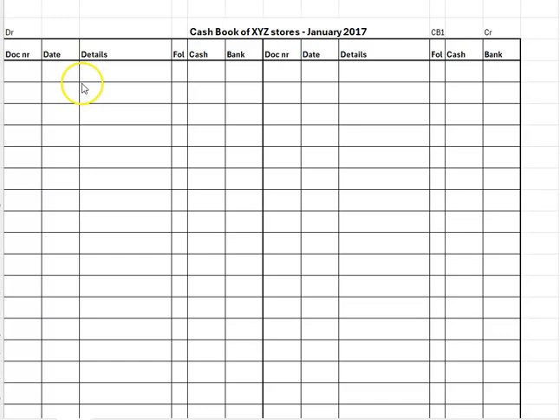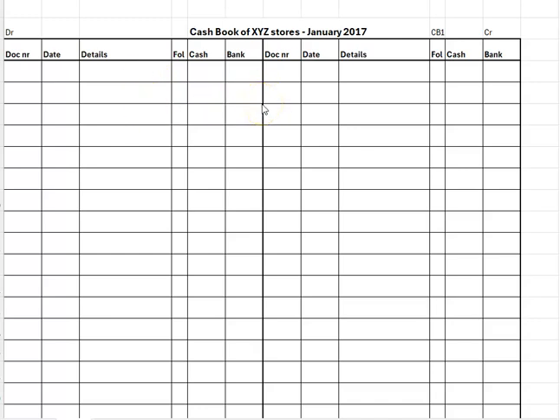Right in front of us we have a double column cash book, which means it has a cash and a bank column in it, so that we can understand how much cash we have at the end of the month, as well as how much cash we have in the bank at the end of the month. This is something that every business needs to do, whether you are a small tuck shop, a small cooker shop, or a big business. You have to have a cash book.